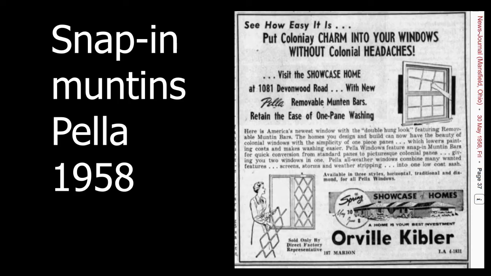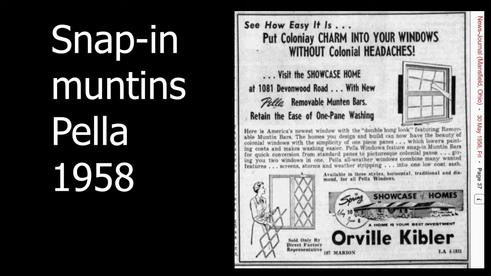The next important development was an introduction by Pella in 1958 of snap-in muntins. The importance of this is that the production of windows took a lot of time and was kind of expensive because of all these small panes. And so Pella came up with this idea, why not have the muntins be something that could be removable so it would be cheaper to produce, and it's also easier to clean.